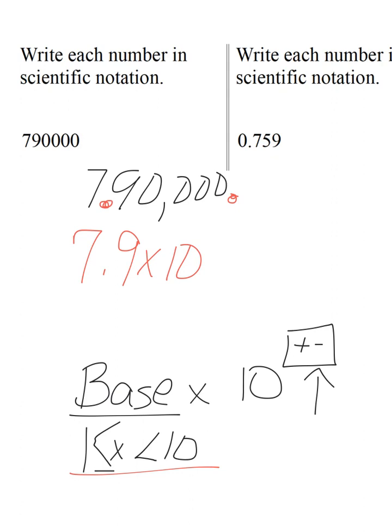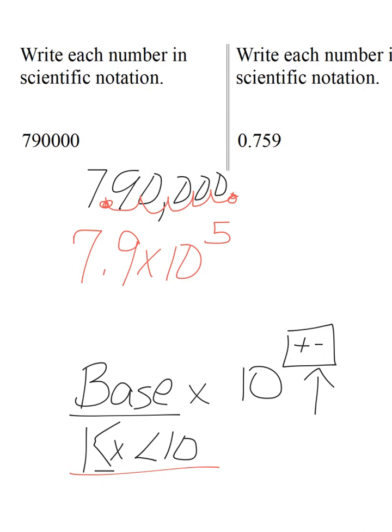Now, to get my exponent, I need to think, how many times did I move that? Well, I moved it 1, 2, 3, 4, 5 times. So I put a 5 for my exponent. Now I have to decide, should I leave it positive or change it to a negative exponent? Positive exponents are for numbers that started out greater than 1. And so definitely 790,000 is greater than 1, so it's going to stay a positive exponent.